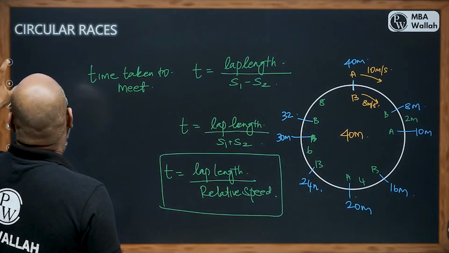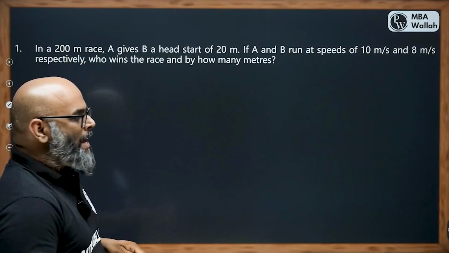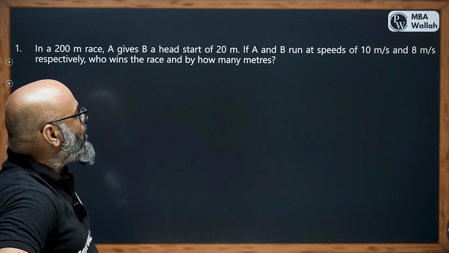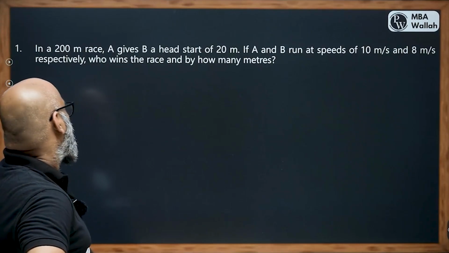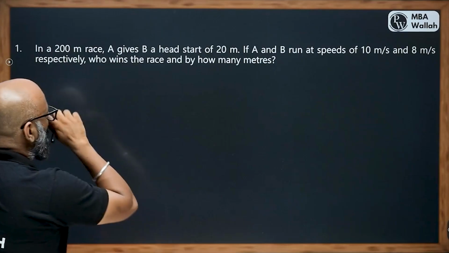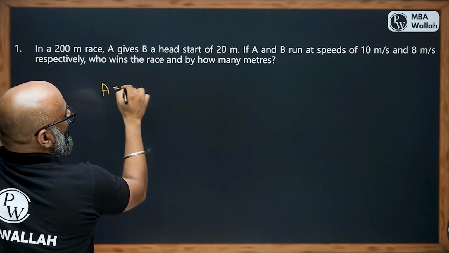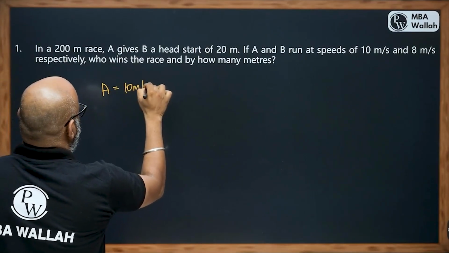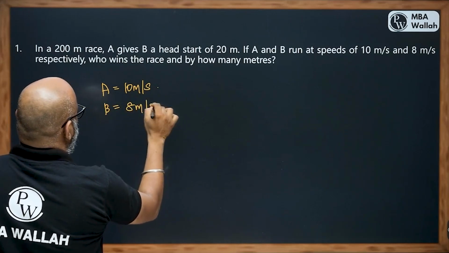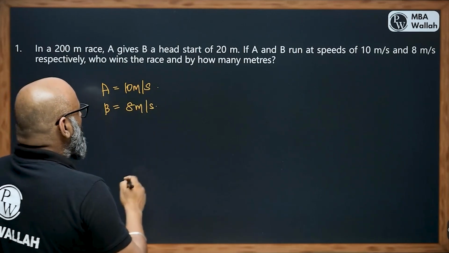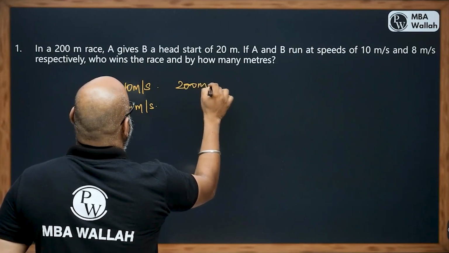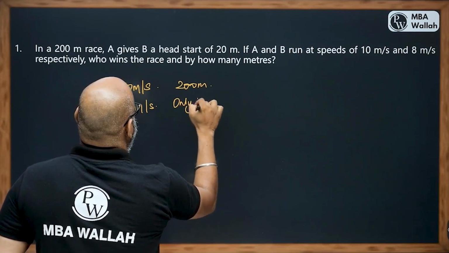So we'll do some questions. In a 200-meter race, A gives B a head start of 20 meters. If A and B run at speeds of 10 meters per second and 8 meters per second respectively, who wins the race and by how many meters? So we know that A's speed is 10 meters per second and B's speed will be 8 meters per second. Now, we also know that A runs entire 200 meters, B runs only 180 meters.